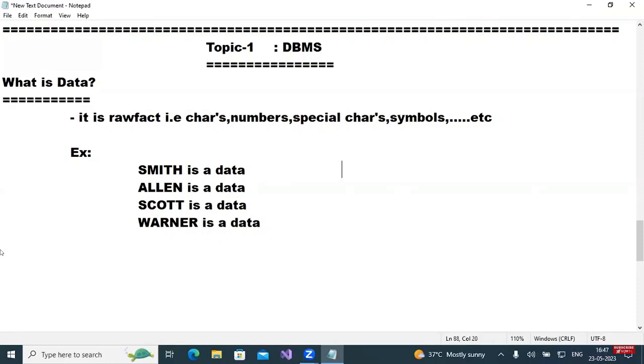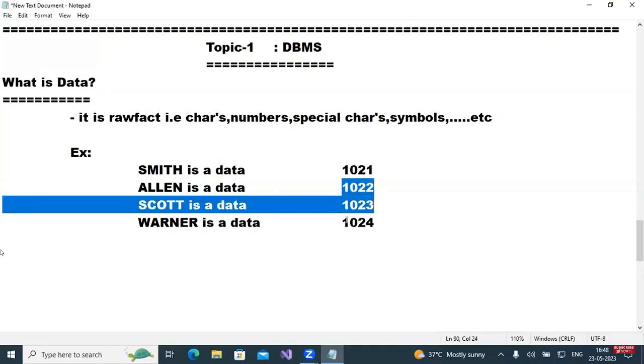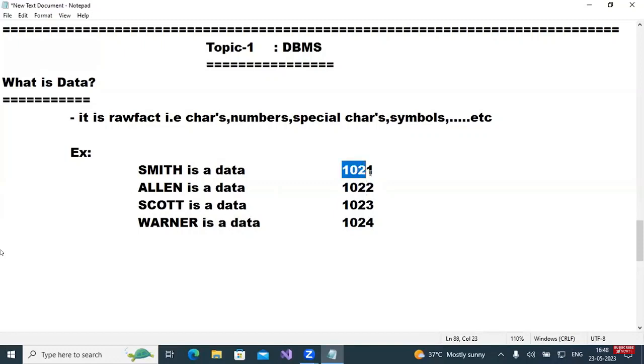Same as if I give 1021, 1022, 1023, 1024. Each and every value is called data. 1021 is a data, 1023 is a data, 1024 is a data. So every number is data and every word is data. This is what we call data.